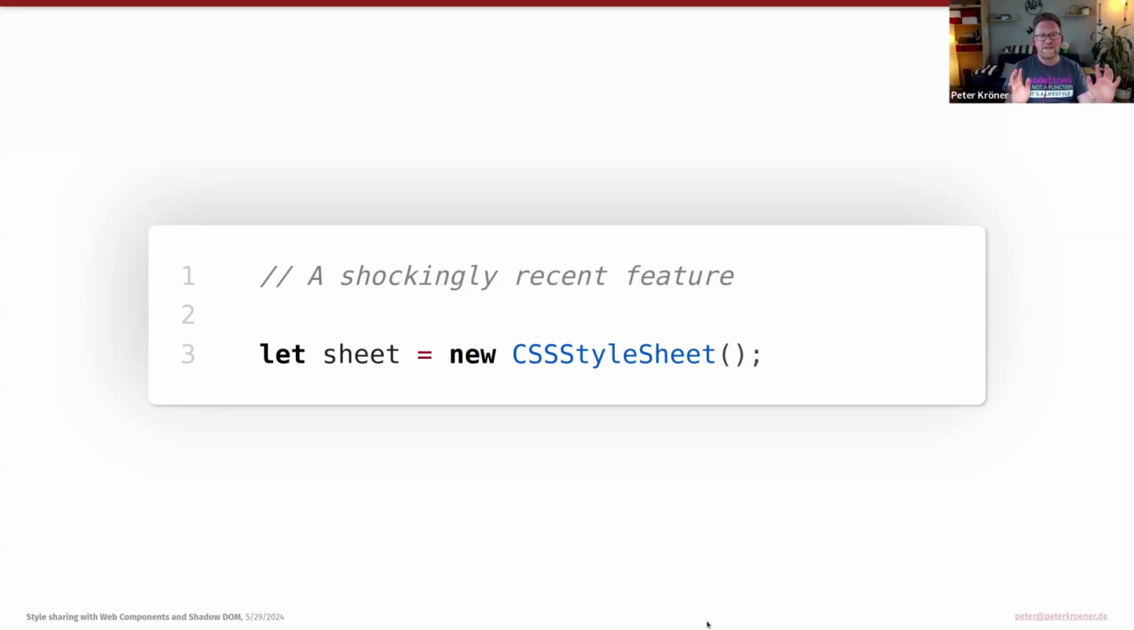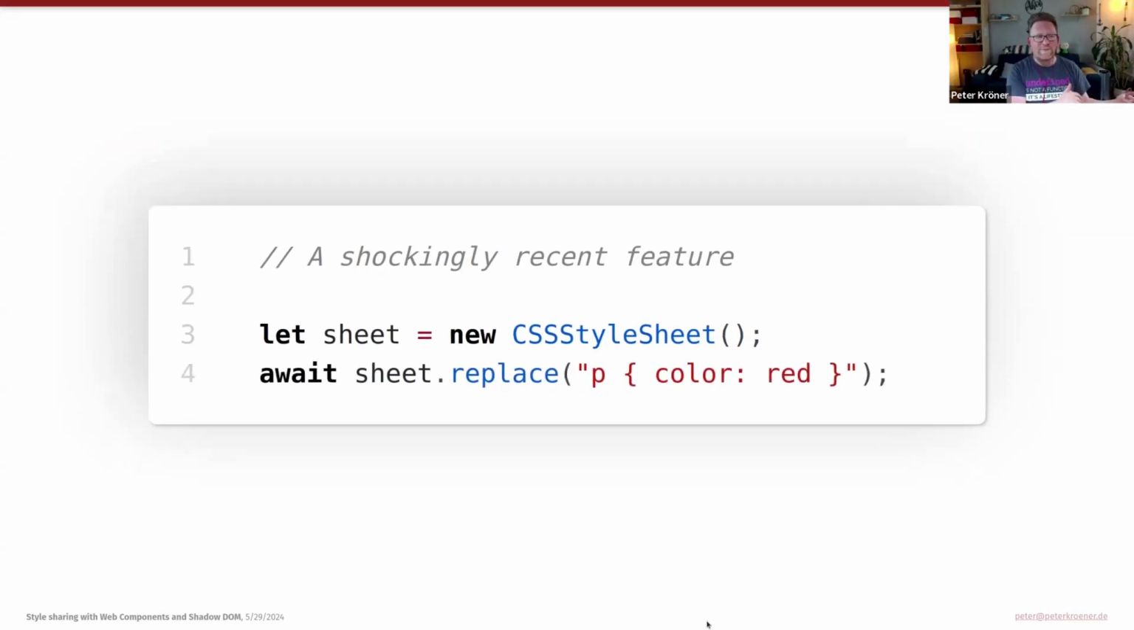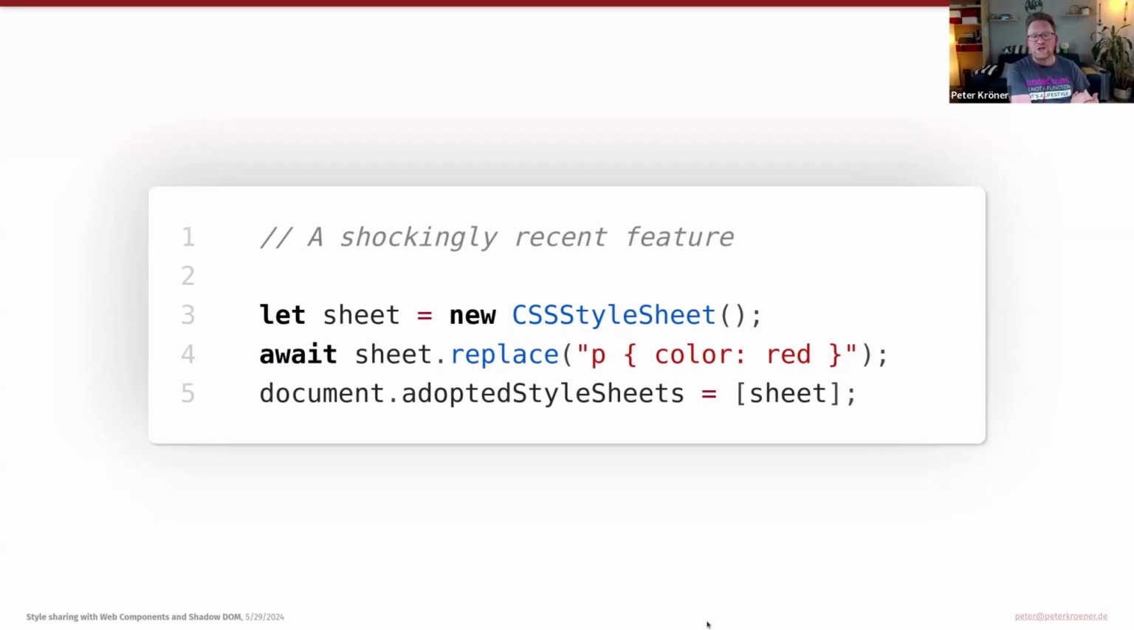First of all, what you get here in line 3 is just an empty style sheet that you can populate using the replace function. Simply pass in a string, the string gets then turned into CSS rules, gets parsed, and you can then use the sheet and add it to a document if you want. And you don't need an HTML style element or anything similar to do this. You can use the adopted style sheets property on the document. This is just an array that you can either replace or push new style sheets to, and then suddenly this style sheet that you just constructed applies to the document.